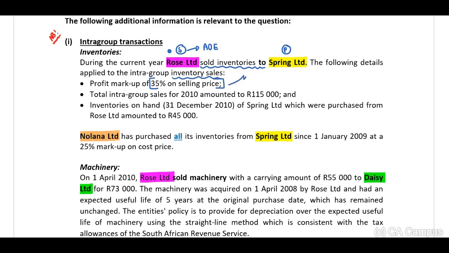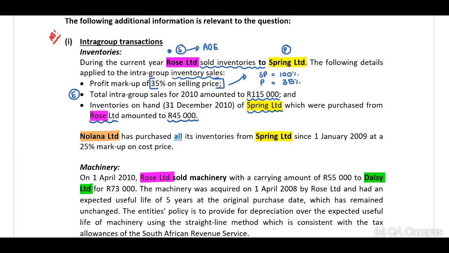Now, what does this mean? Your selling price will represent 100%. Your profit will represent 35%. Total intragroup sales for 2010 amounted to 115,000. Therefore, we need to eliminate this. Inventories on hand on 31 December 2010 of Spring Limited. This is in the records of Spring. Spring is our buyer, which were purchased from Rose, amounted to 45,000 Rand.